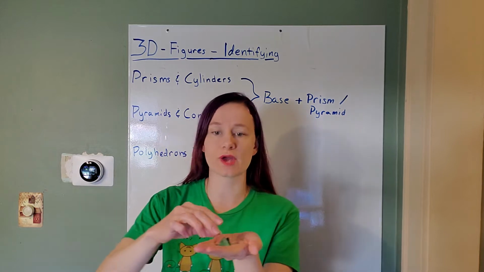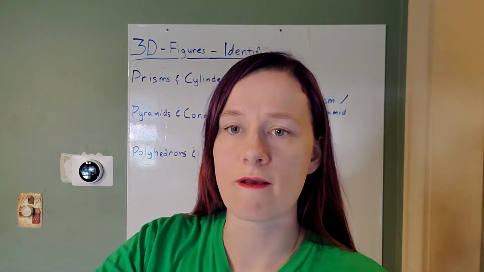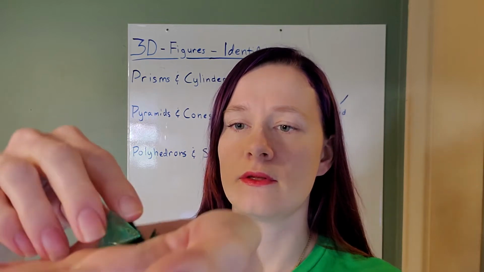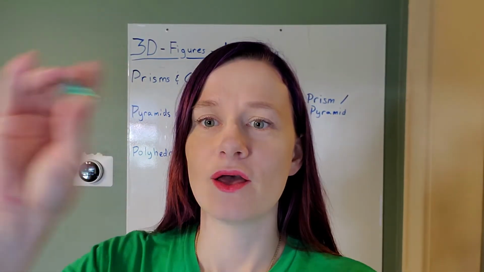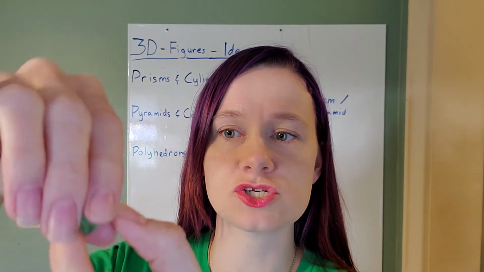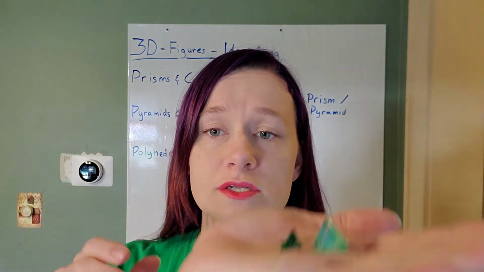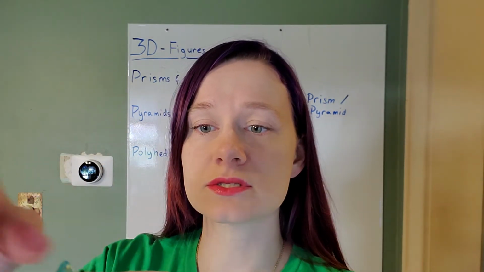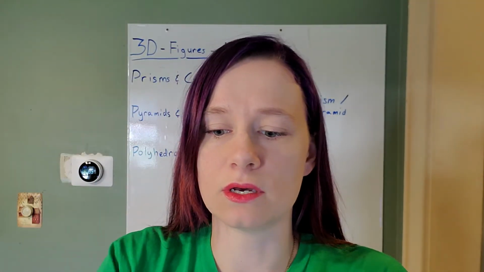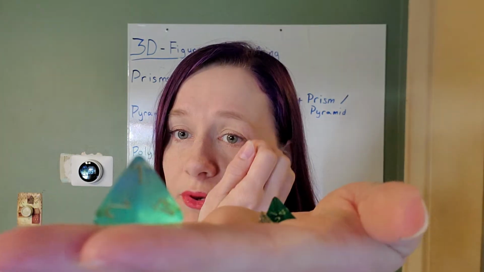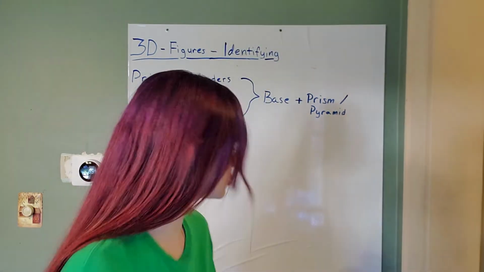You can also have triangular pyramids, like these little dice. These are triangular pyramids. So you have a triangle, and then each edge is another triangle. These are a special one called tetrahedrons, where all of the triangles are congruent. So they are triangular pyramids, but they're also polyhedrons, which I'll talk about in just a minute.